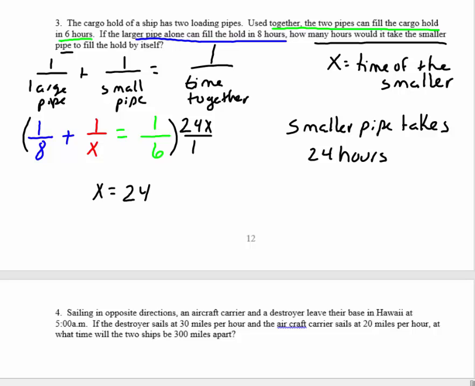So really the setup is just 1 over, 1 over, 1 over. The one that you have to really be careful about is the time together. That should be on the other side of the equal sign. And then put the other ones wherever you like.